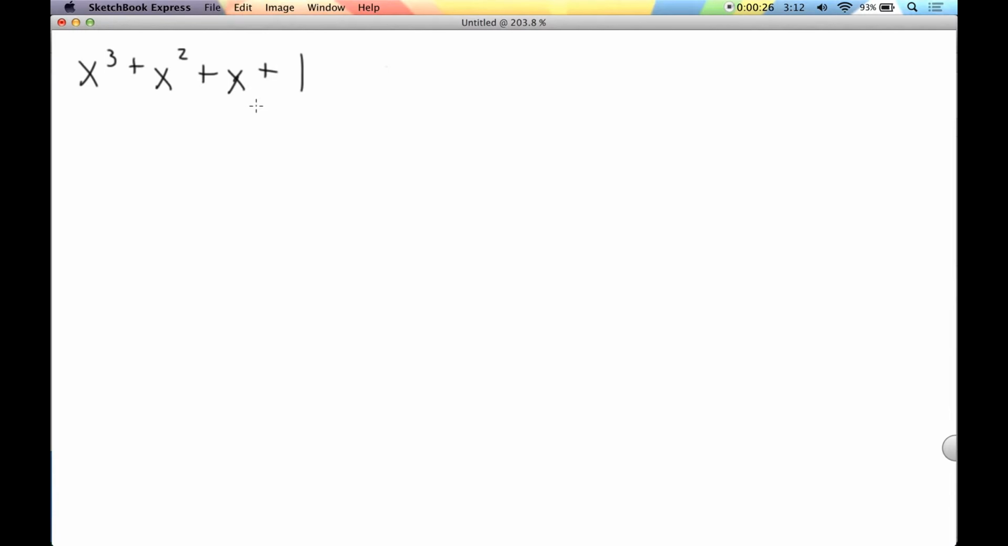Well, what we're going to do is a method called grouping, where we have 4 terms here. So we're going to group the first 2 into one term and the second 2 into another group. And so we're going to treat this almost like 2 separate problems. The first problem is x cubed plus x squared. What can we factor out of that? Well, we can factor an x squared out of that. So we factor an x squared out of x cubed plus x squared, and we'll be left with x plus 1. So this here produces the first 2 terms.